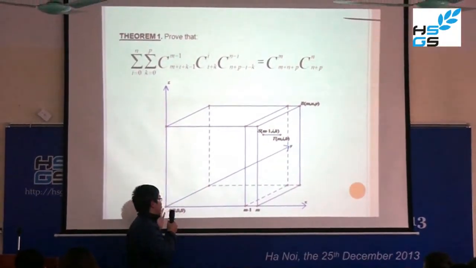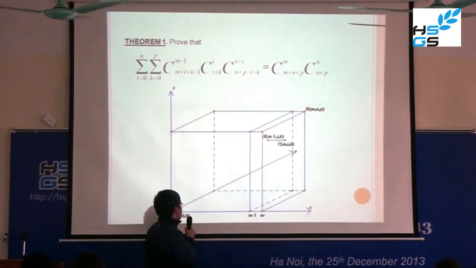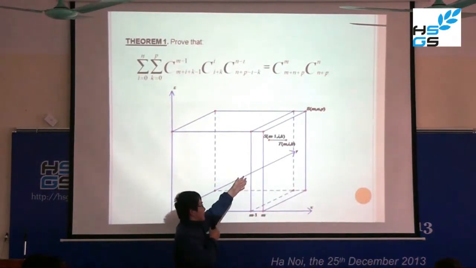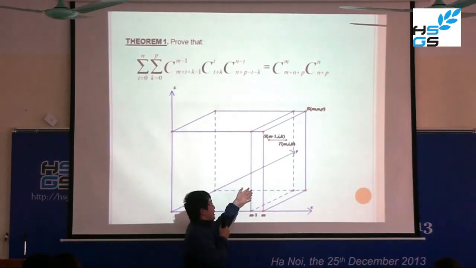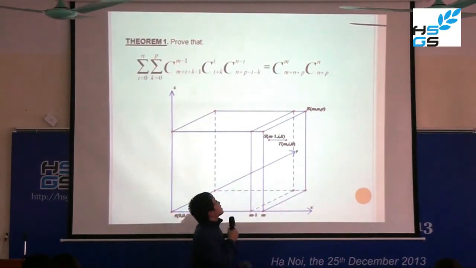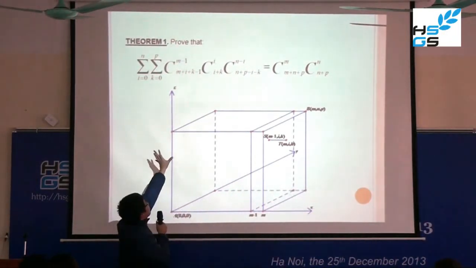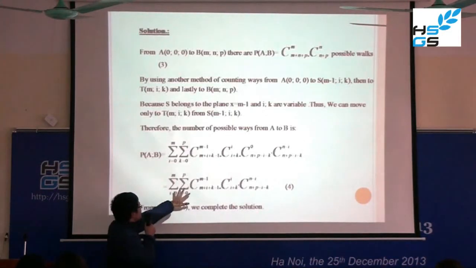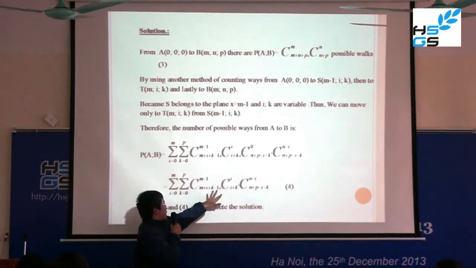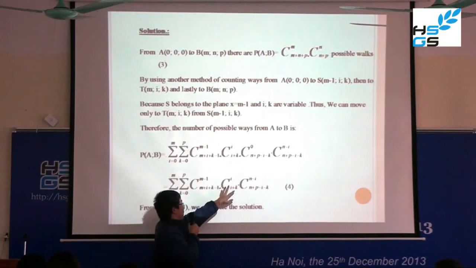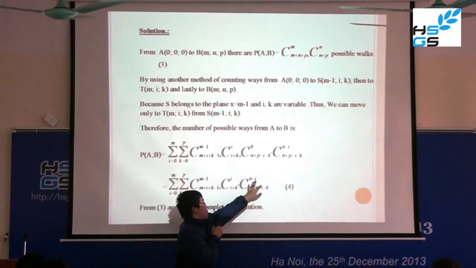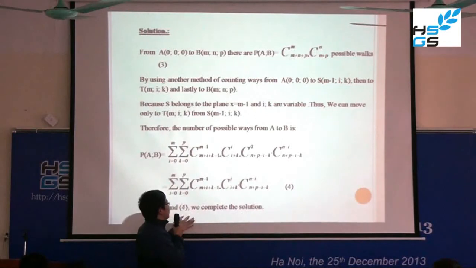And so the number of ways to go from A to B is equal to the number of ways to go from A to a point on this plane, multiplied by the number of ways to go from that point to B, which is C(n minus 1, m plus i plus k minus 1) multiplied by C(i plus k) multiplied by C(n minus i, m plus p minus i minus k). And so we complete our solution.